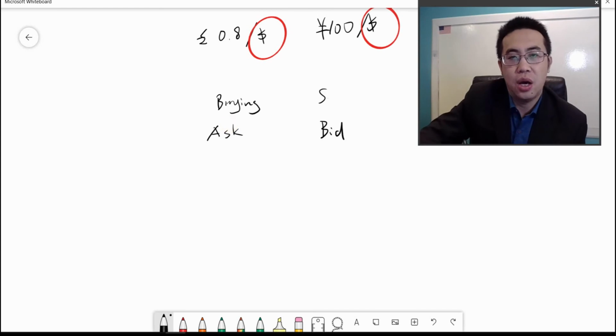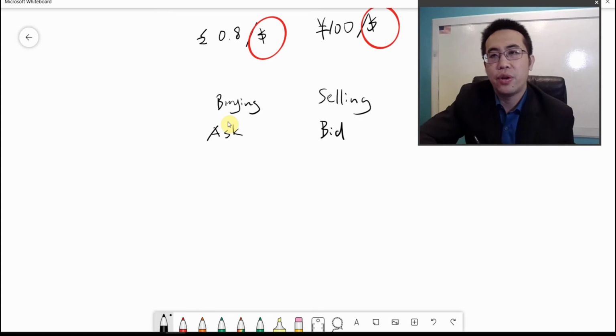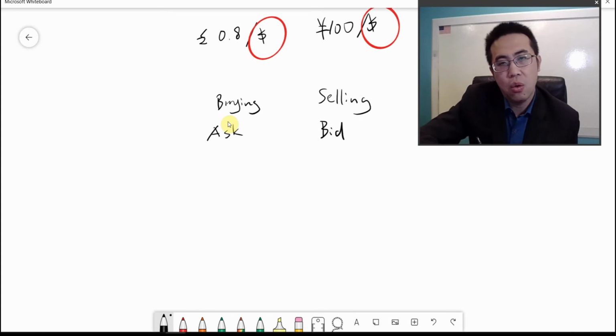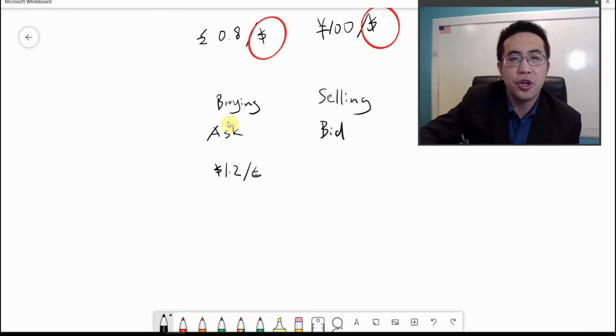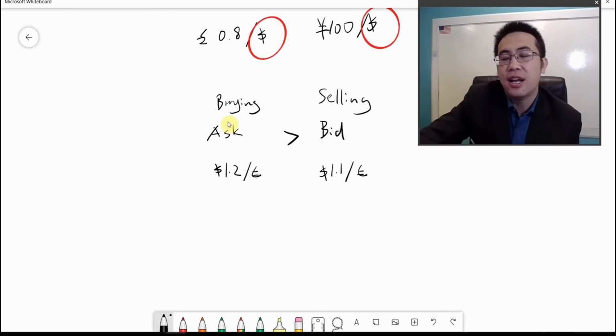And bid is always about selling things, okay? And then the bank would offer you 2 prices. Let's say one is $1.2 per euro and another is $1.1 per euro. The third thing you have to remember is ask is always greater than bid, like 1.2 is greater than 1.1.